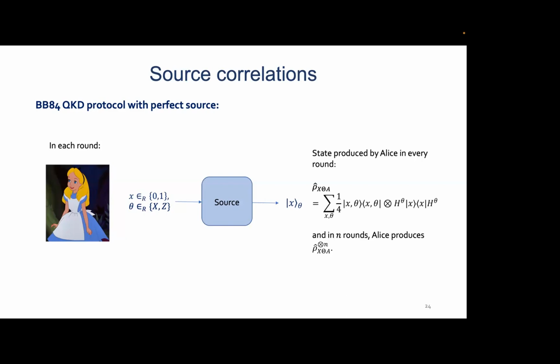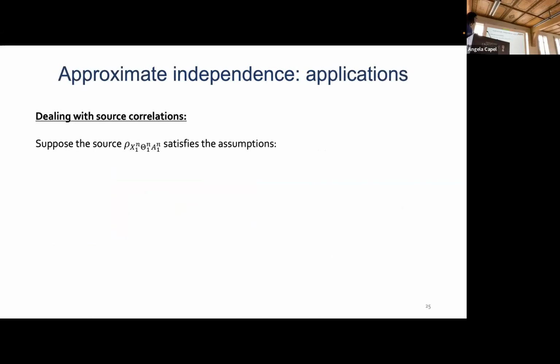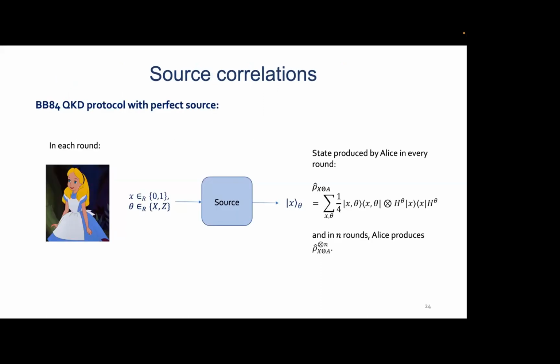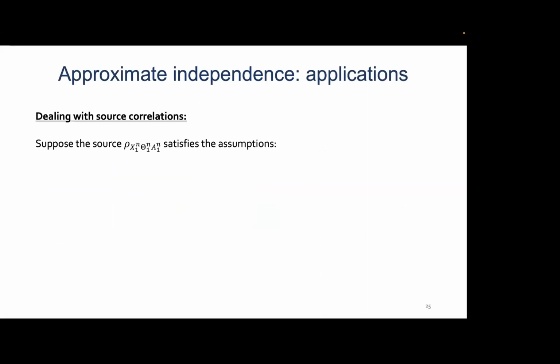But in practice, every physical device has some sort of errors, and it also has some sort of memory to it. Both of these things are going to end up causing the states produced in different rounds to be correlated with each other. So the real state produced by Alice is just going to be some general rho. It can't be broken down into a tensor product like this. And it's going to be a very beyond-IID state. So the source correlation problem is just how do you prove security for QKD when you're given such a state as a source? So we solve this problem in 2 ways.